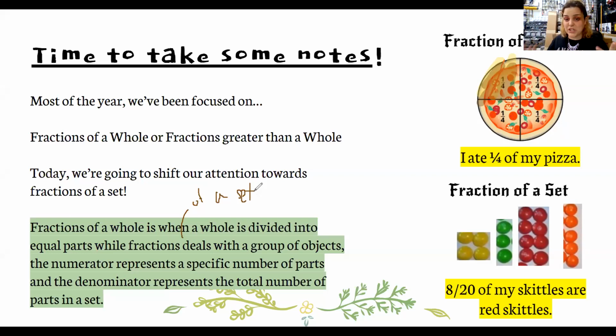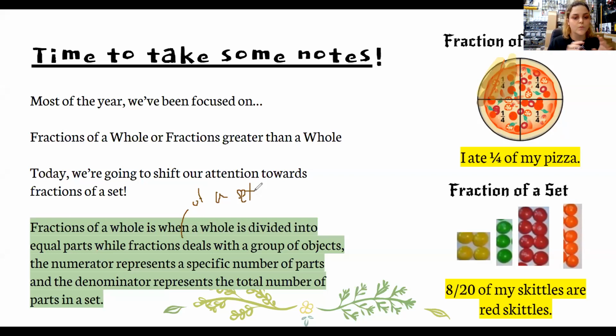What does that mean? Well, we just did it with the Fruit Loops. And here's another example using Skittles. I cut and copied pictures of different colored Skittles online, and I wrote down that 8/20 of my Skittles are red Skittles. There's a total number of 20 Skittles, but out of those 20 Skittles, 8 of them are red. And that's what fractions of a set is all about.